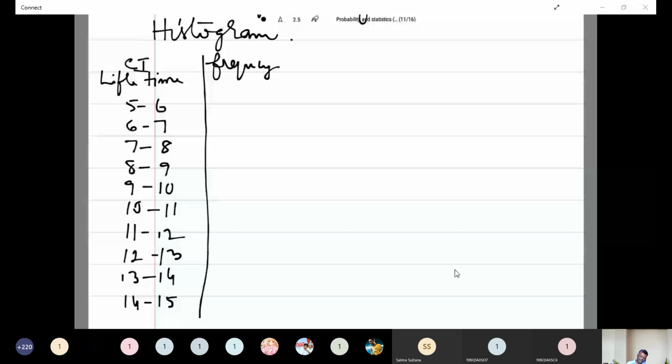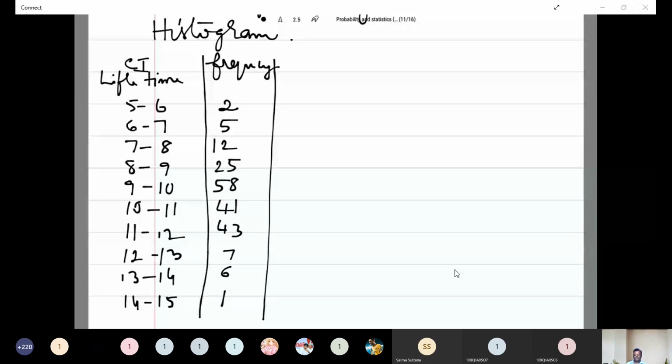And here the frequencies are 2, 5, 12, 25, 58, 41, 43, 7, 6, 1. This is the class interval and corresponding frequency.